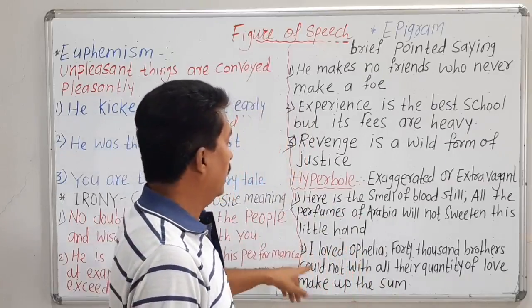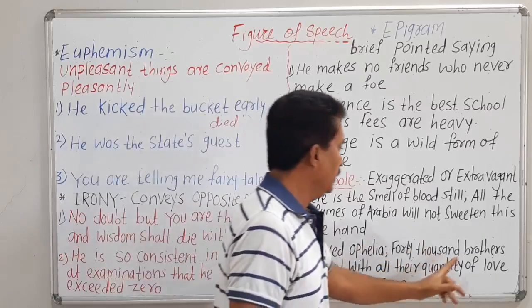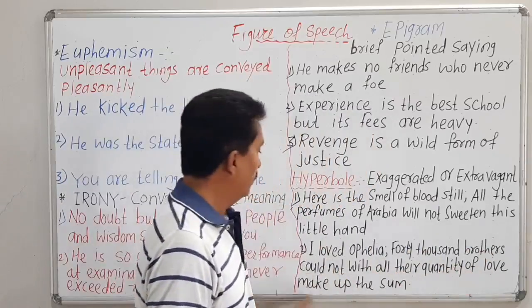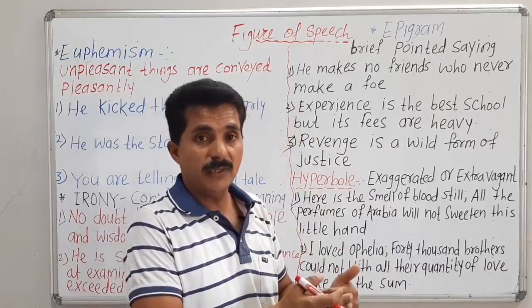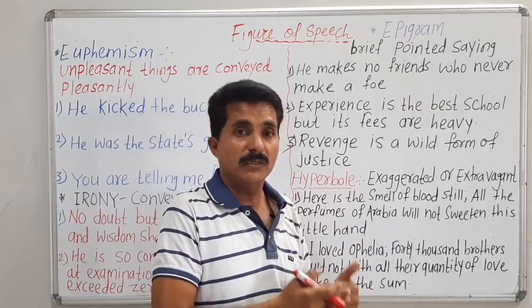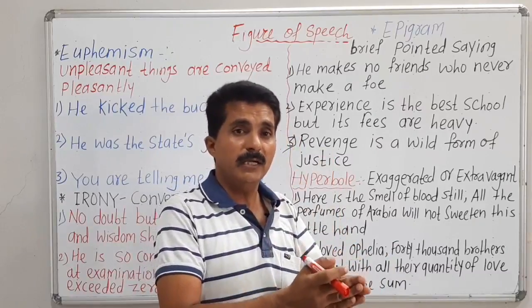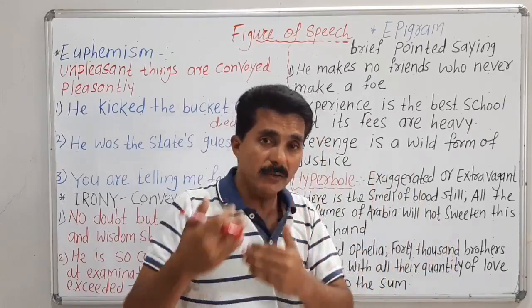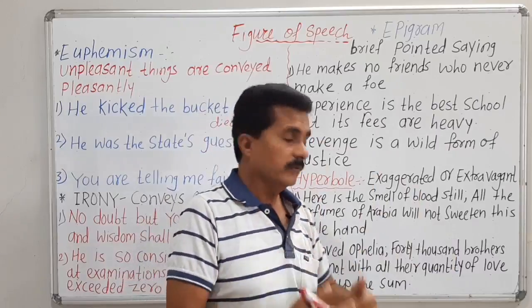Let us see. I loved Ophelia. What does he say? I loved Ophelia. 40,000 brothers could not with all their quantity of love make up the sum. What a statement. He says to Laertes that I love Ophelia so much that the whole quantity of love made by 40,000 brothers like you also cannot make a sum equal to my love. That is the statement.